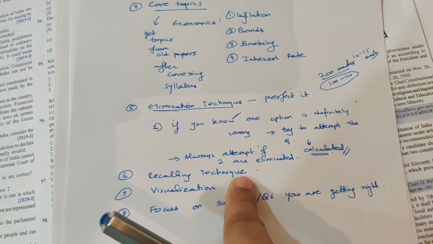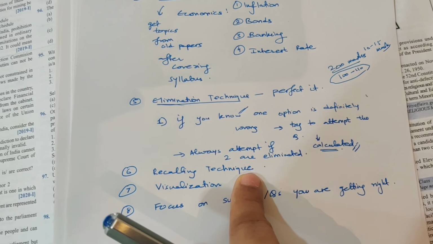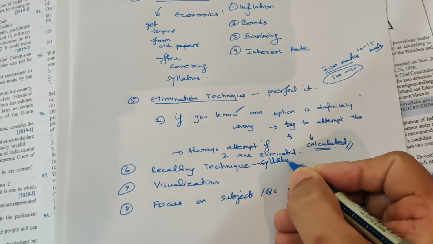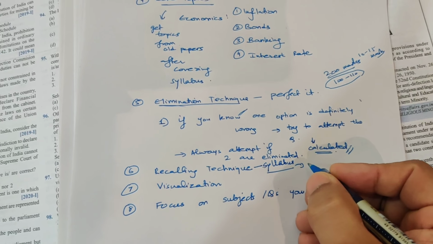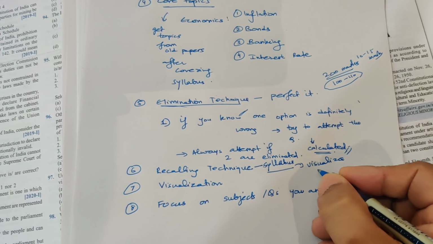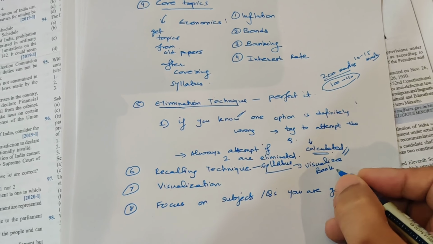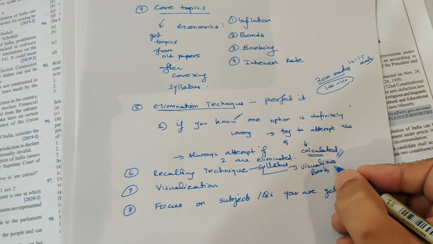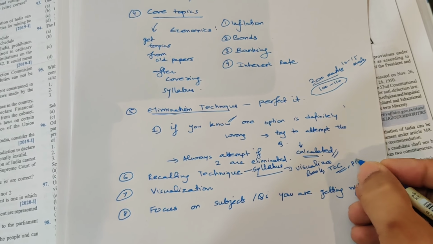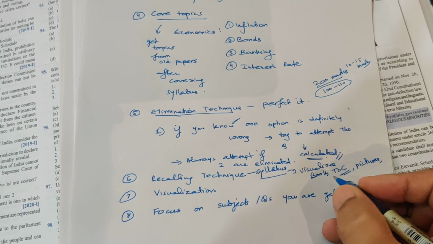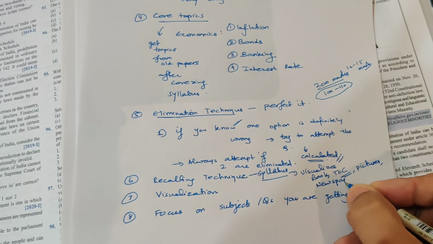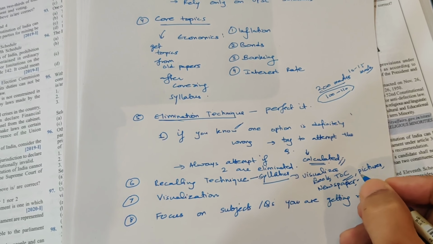Recalling technique is a technique in which you just try to recall what part of the syllabus that question is from and where you might have studied it. So when you're trying to recall, try to visualize it. Like if you've read it in a book, try to visualize the chapter, the table of contents, the pictures that you might have seen in that book, maybe Google images, or the newspaper where you might have read that, or some notes where you might have read that.